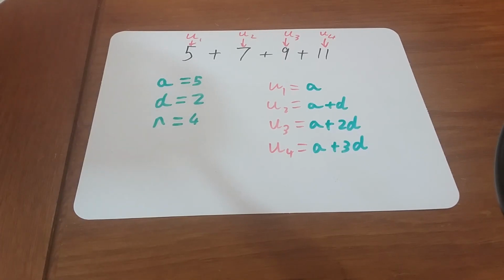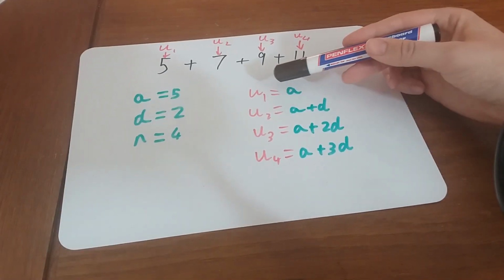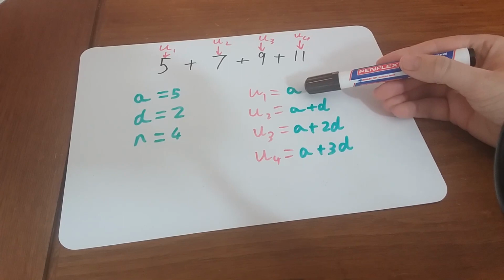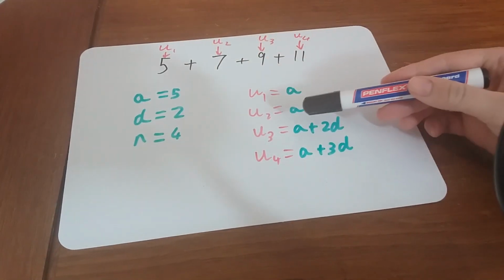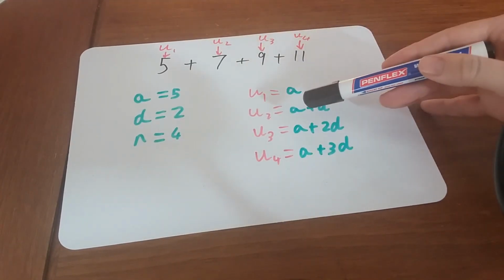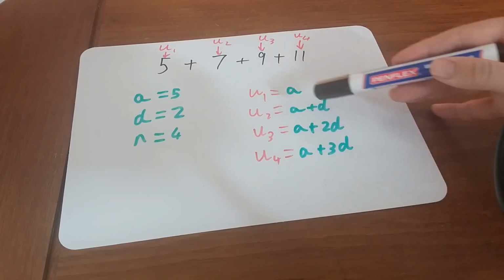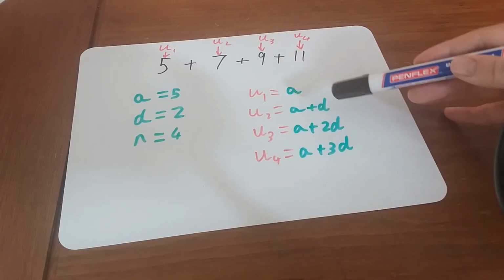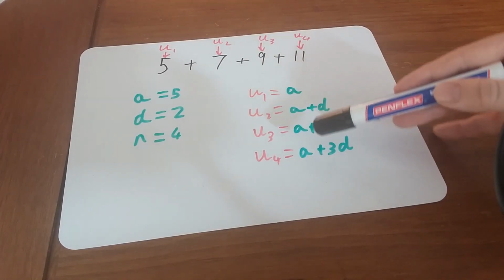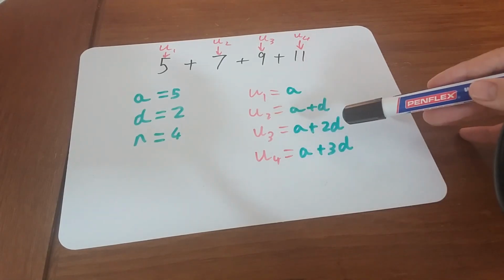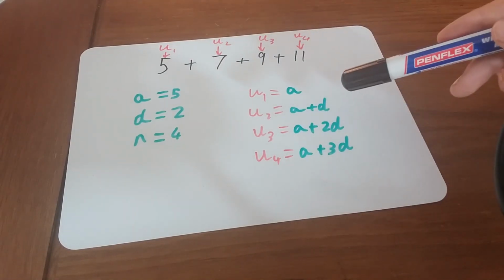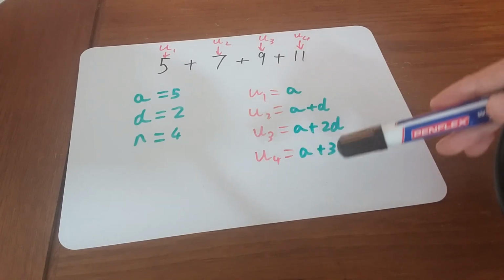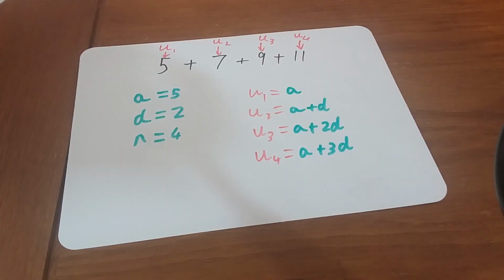Now, a bit more notation here. We know the names of these things, so U1 is the first term. Well, that's just whatever a was. U2, the second term, is whatever a was, the first term, plus 1 lot of the common difference. The third term is whatever the first term was, a, plus 2 lots of the common difference, because we've done 2 jumps to get there. And then U4 would be the first term plus 3 lots of the common difference.